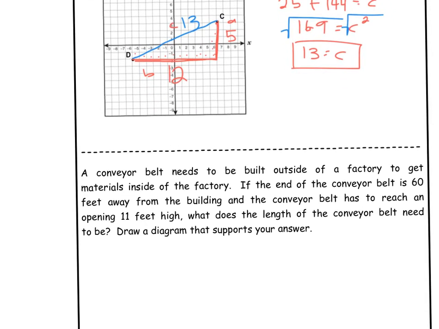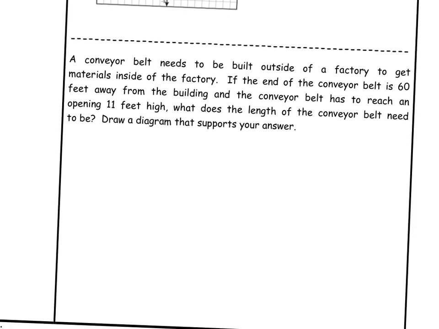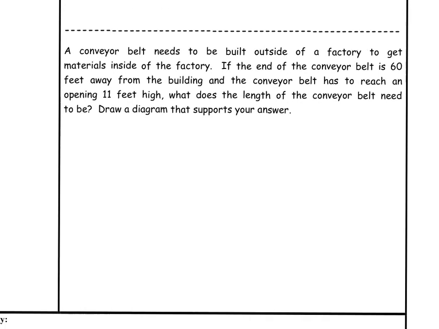Our last example says a conveyor belt needs to be built outside of a factory to get materials inside of the factory. If the end of the conveyor belt is 60 feet away from the building and the conveyor belt has to reach an opening 11 feet high, what does the length of the conveyor belt need to be? Draw a diagram that supports your answer. So drawing a picture will be very helpful in this.